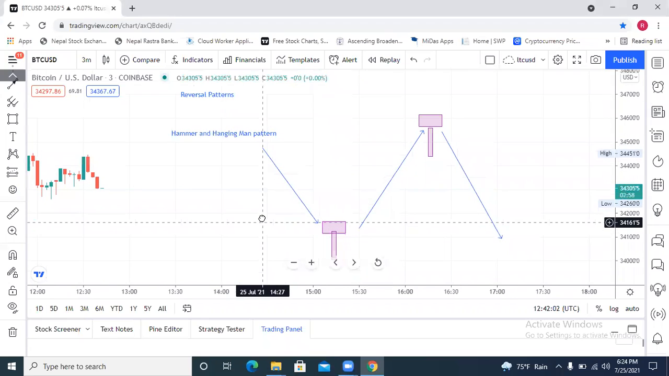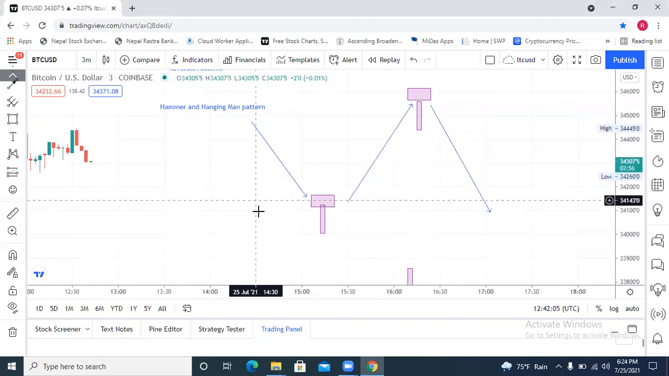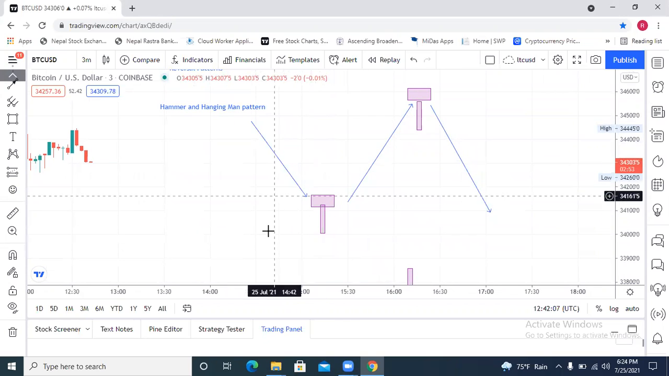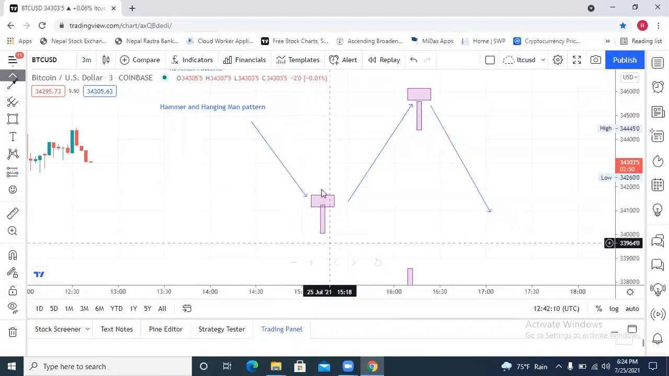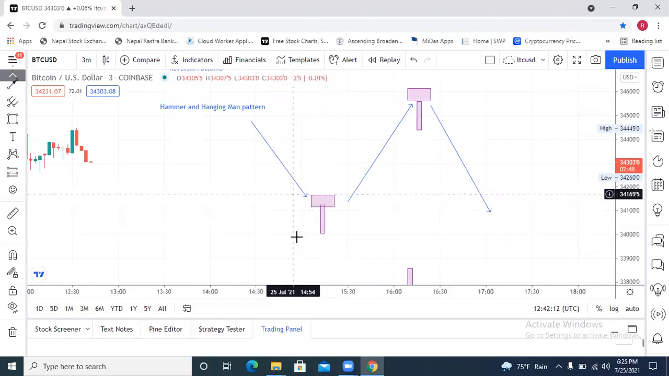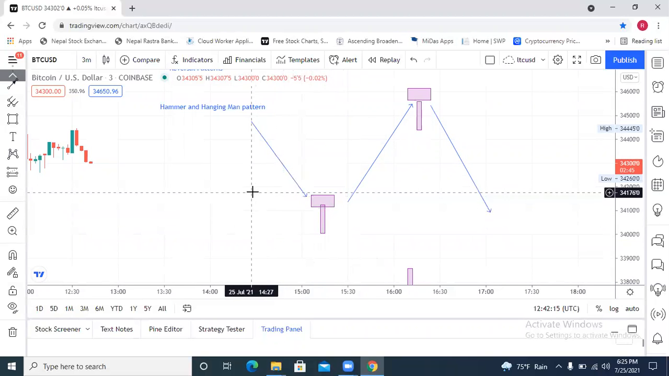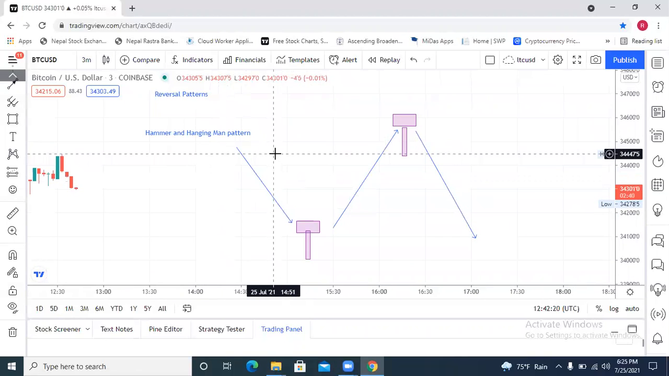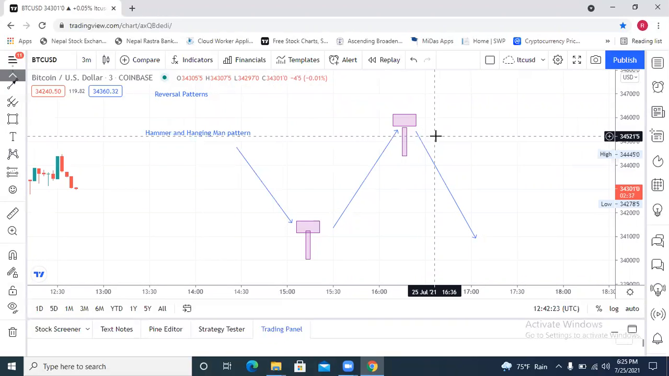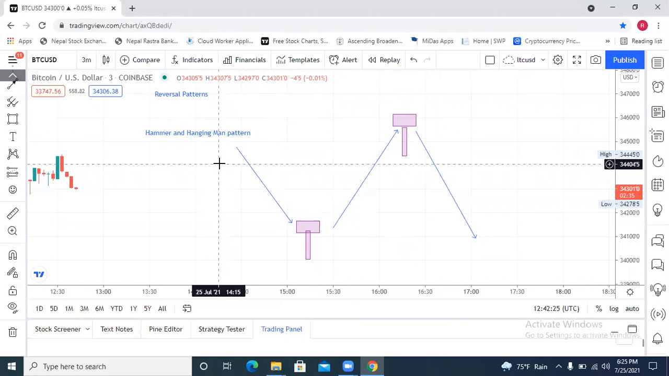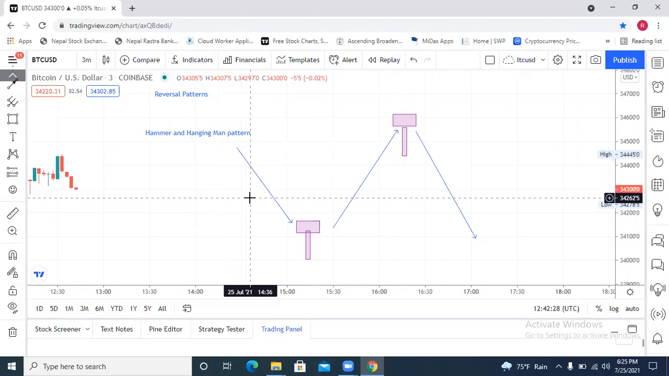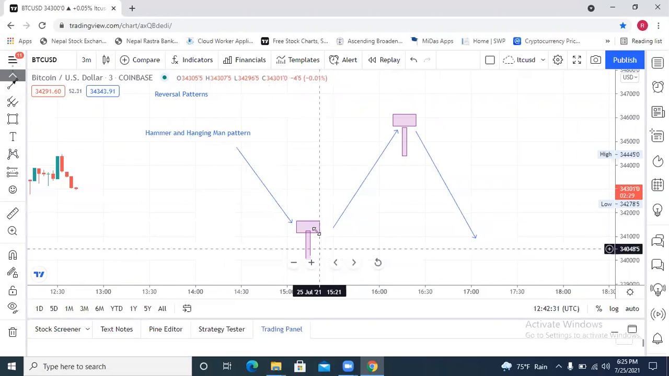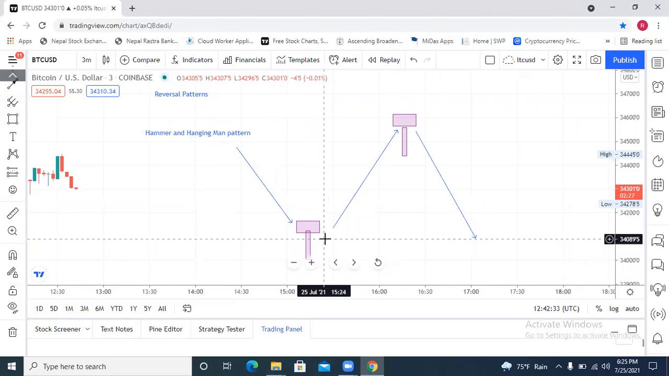The hammer pattern is known as the hammer pattern because its shape is exactly like a real hammer. You can see the shape looks like a real hammer, and the same pattern is called a hanging man pattern when it is at the top. That means when the market is in a downtrend and you see a hammer pattern right here, it shows a reversal. That means the market will now go up.